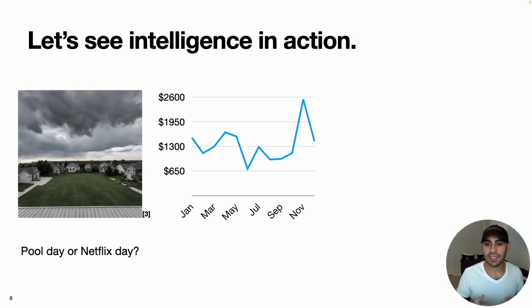Another example is if we see this sales data with this peak in November and someone asks us what caused the peak, we might reasonably say that, oh, it was probably because of Black Friday, which is one of the biggest retail days of the entire year.